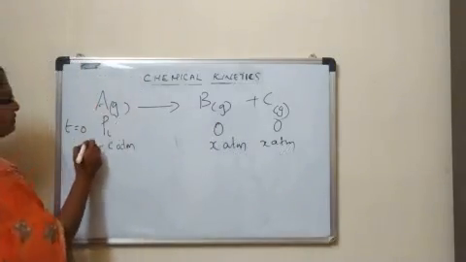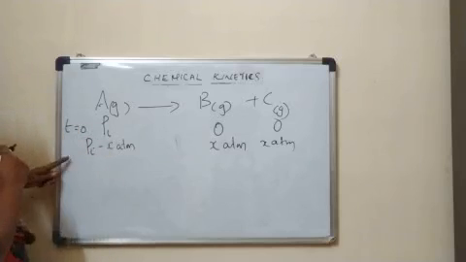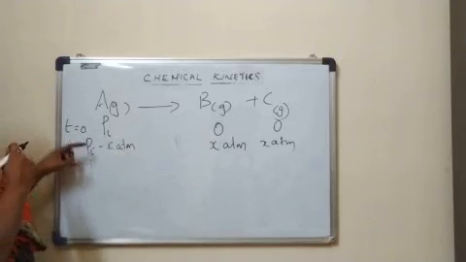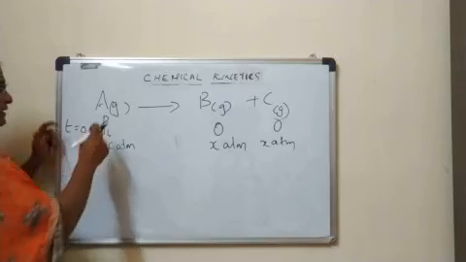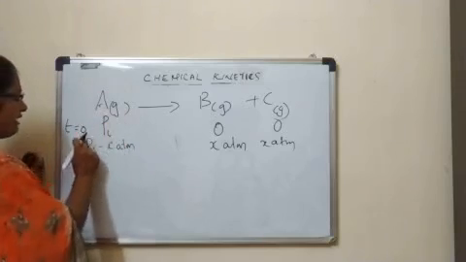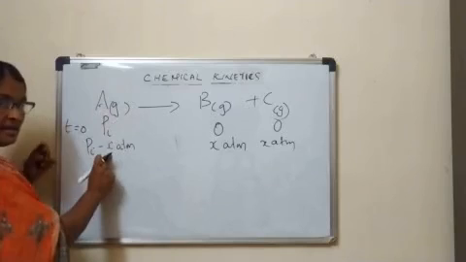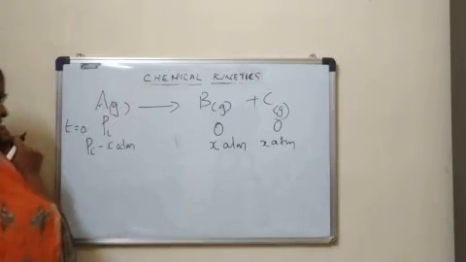So the pressure due to A is the initial pressure Pi minus the decrease in pressure. That is, the initial pressure was Pi. It is decreased by an amount of X atmosphere. Then at that time the pressure due to A is Pi minus X, that is initial pressure minus decrease in pressure.